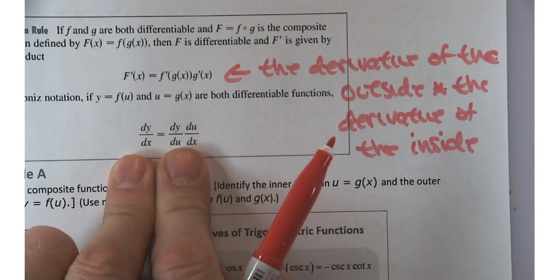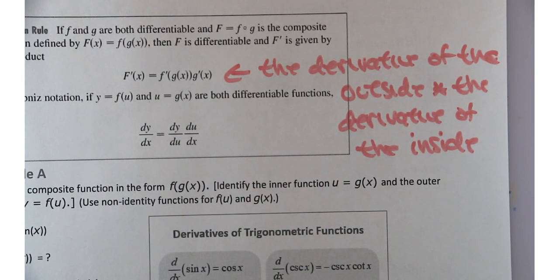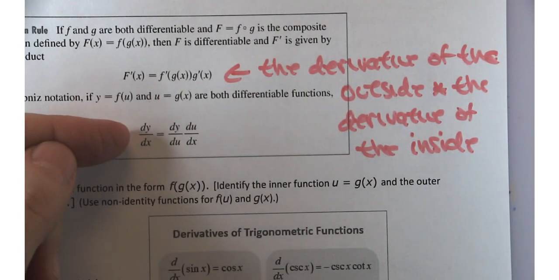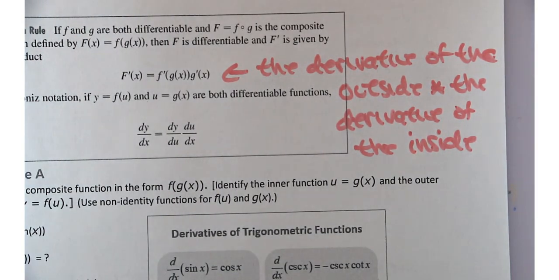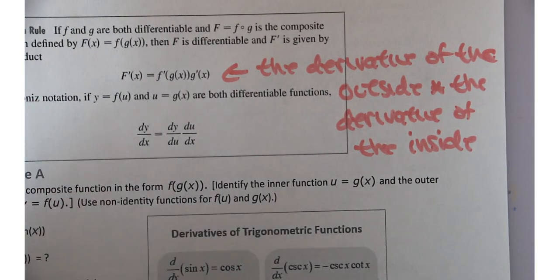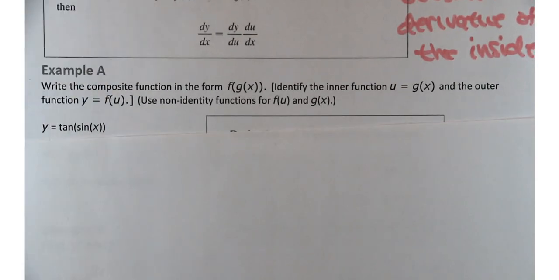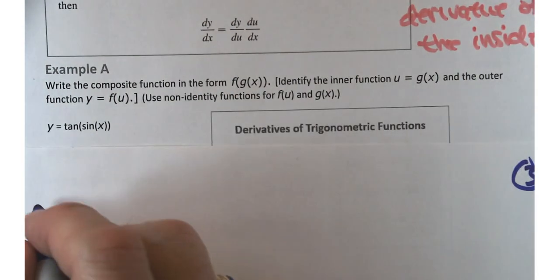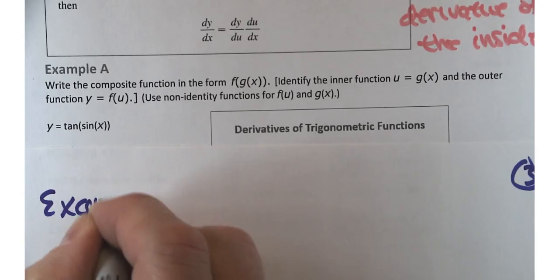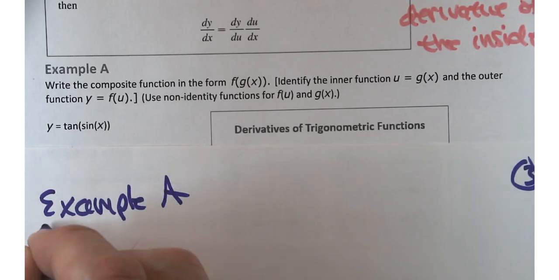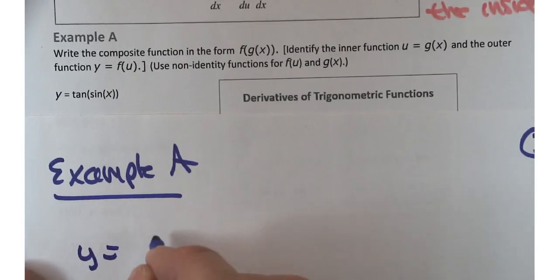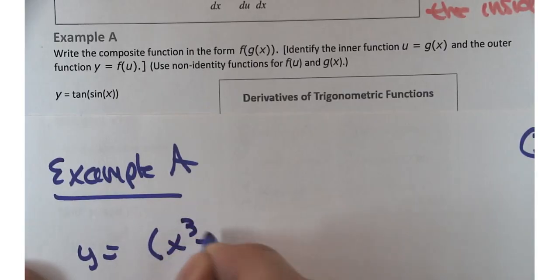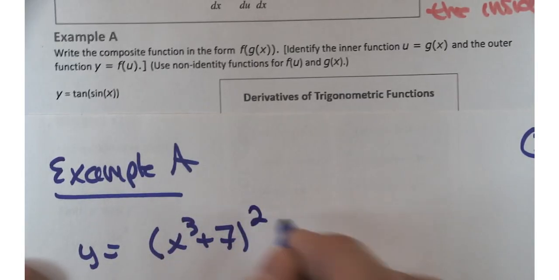And this is going back to the notation that Leibniz used. He wrote his derivatives, his differentials like this, dy by dx. This has a lot of advantages in this situation. So for instance, if we were to look back at the one we started this whole mess out with, we had, and I'll just call this example A. I'm just going to replace the example A that we have here. Y equals x cubed plus 7 squared.